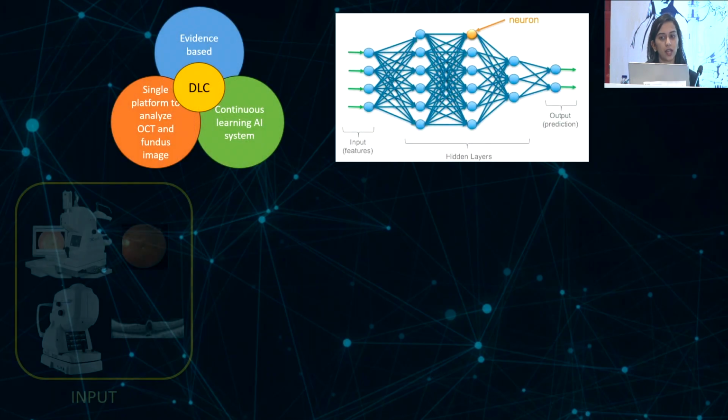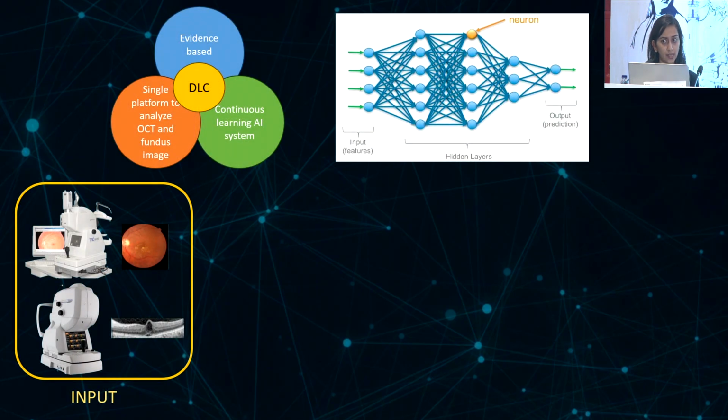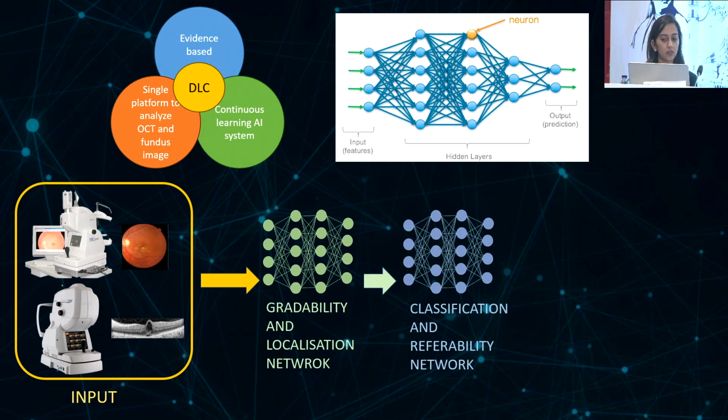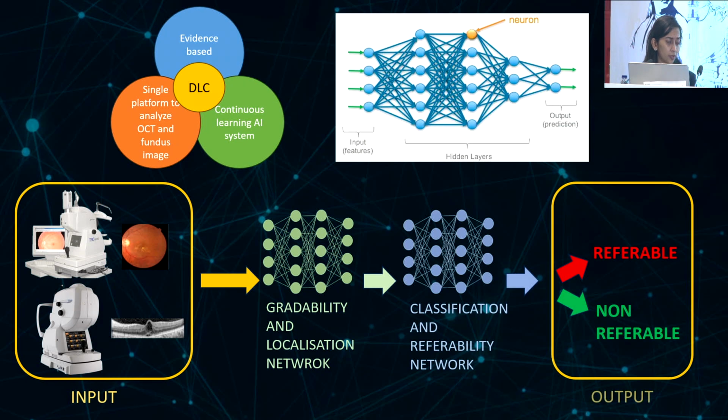So this was the general working of our AI system, which used the input from an OCT and a fundus camera, first processed through a gradability and localization network, which localized the areas of pathology, and then it went through a classification network, which classified it as referable or non-referable pathology. Referable, for us, we had classified as severe non-proliferative or proliferative diabetic retinopathy or patients with diabetic macular edema.